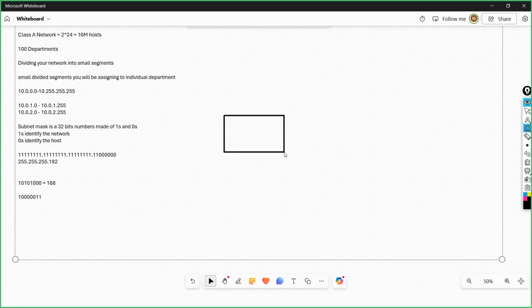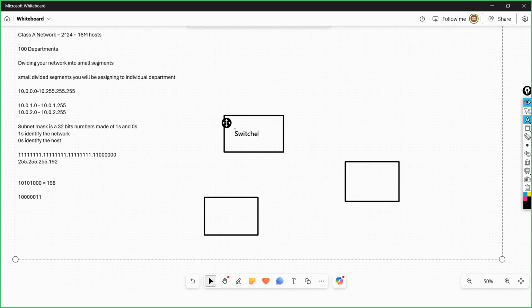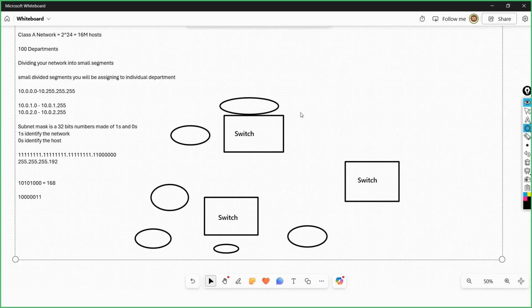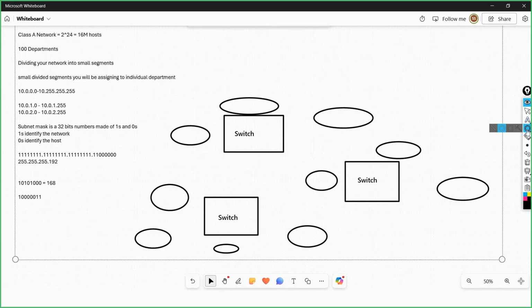Network switches are there. This is a network switch. This is a network switch. This is a network switch. Let's say there are hundreds of network switches. This is a switch, and this is also a switch, and there are thousands of end user PCs, laptops, computers, telephones, everything connected in your network. Everything is interconnected.